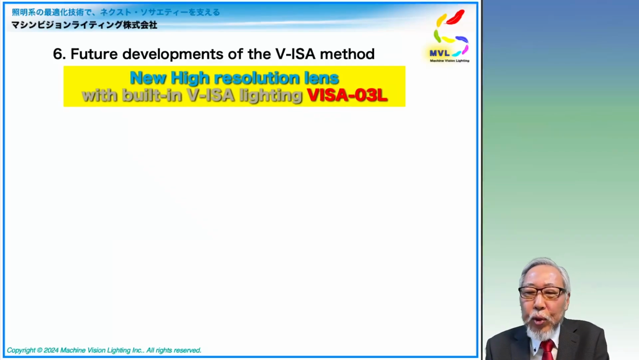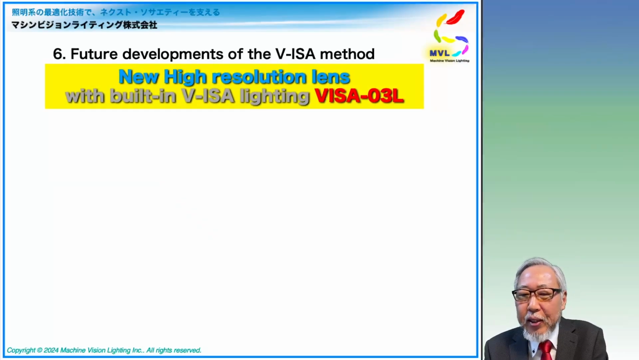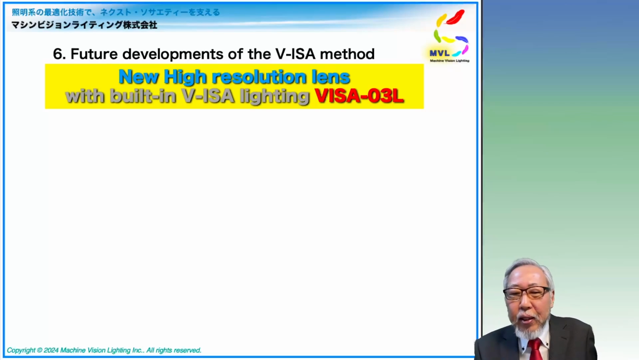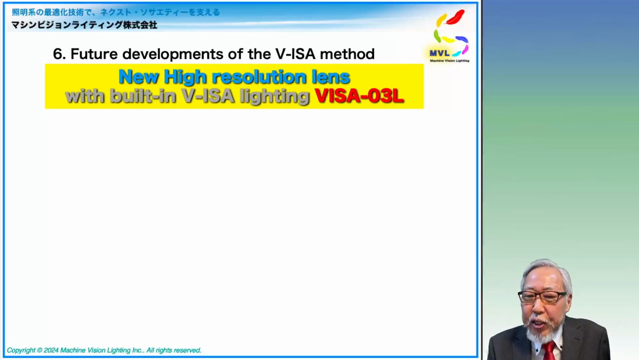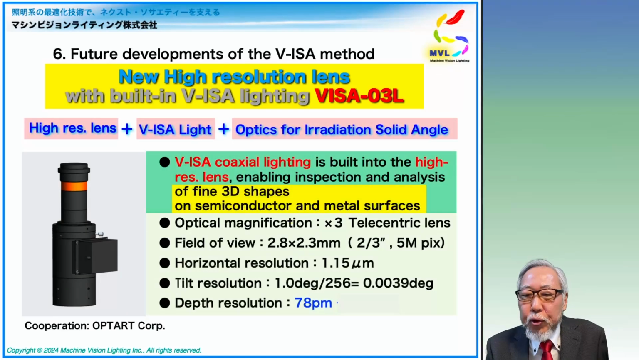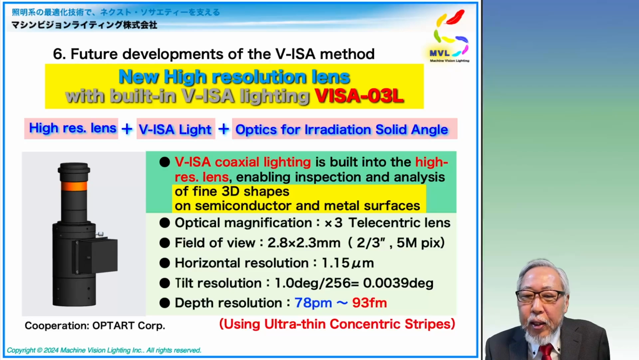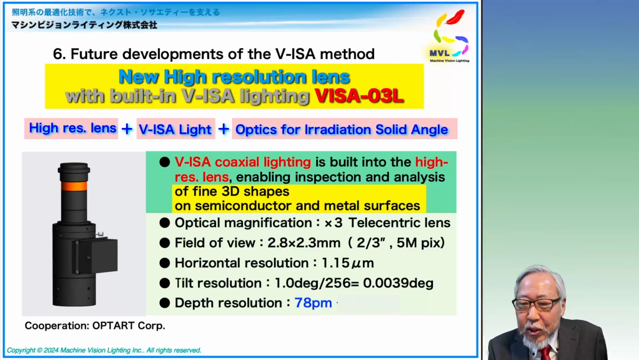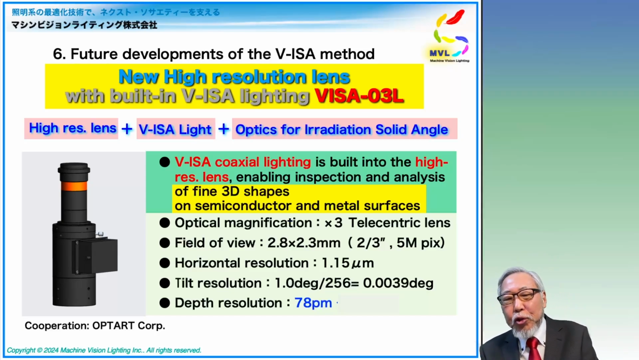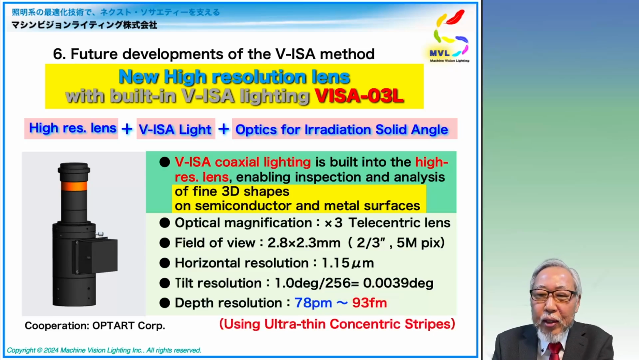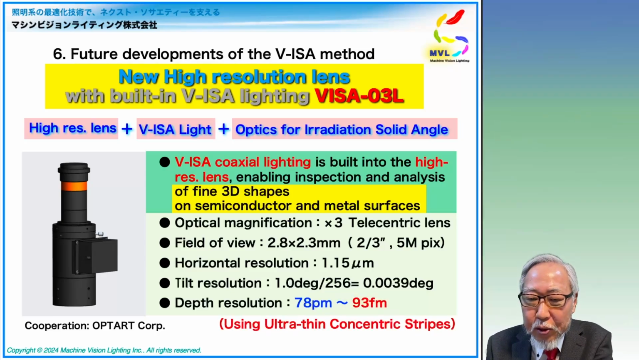Right now, we are trying to incorporate Visa lighting into various lenses. This is a Visa lighting with a 3 magnification telecentric lens. And if you use ultra-thin concentric stripes irradiation solid angle with this, normally this resolution is 78 picometers in depth. This is sufficient, but this is theoretical. It means that the theoretical resolution can be brought up to 98 femtometers.